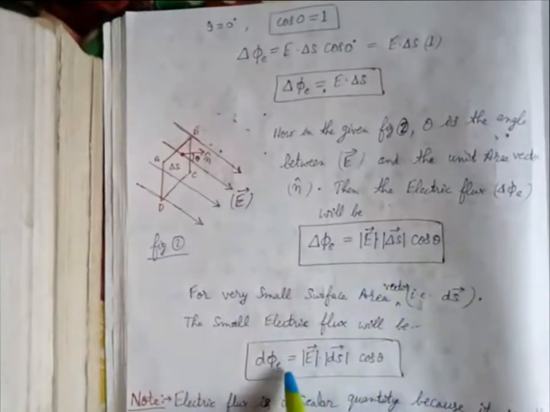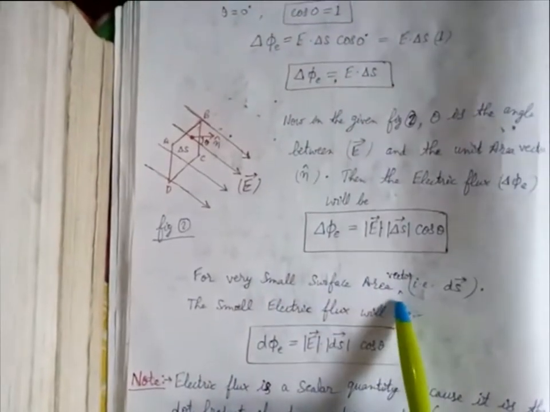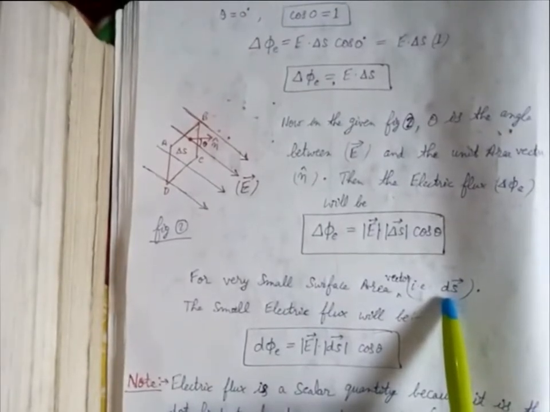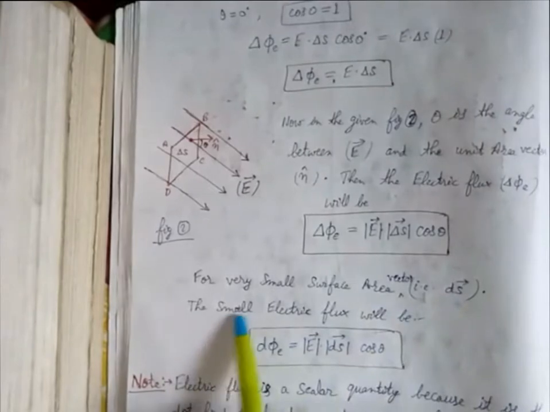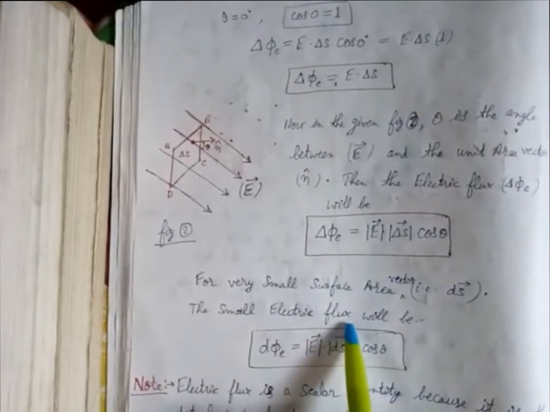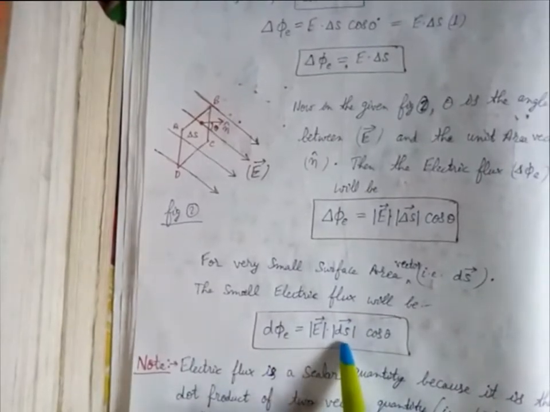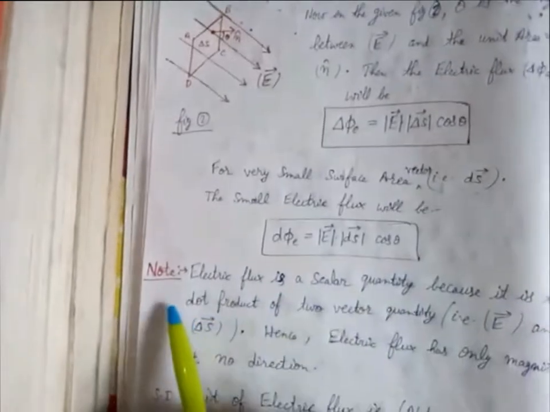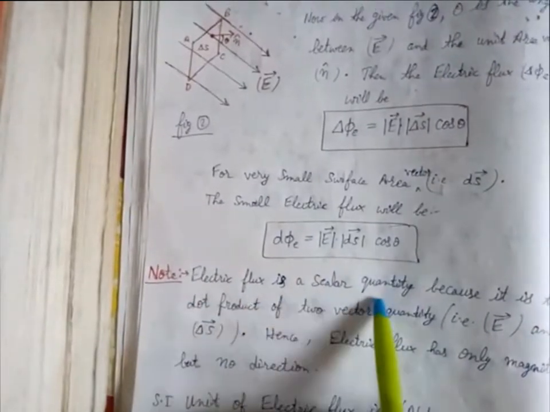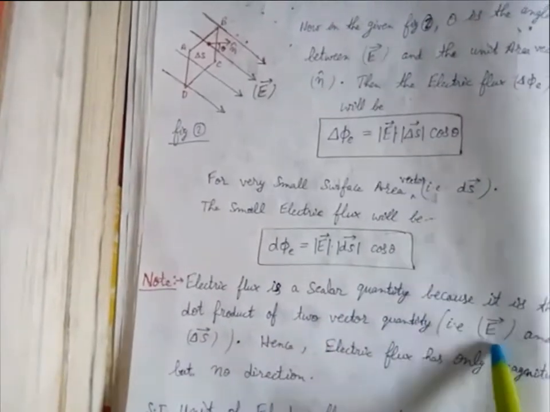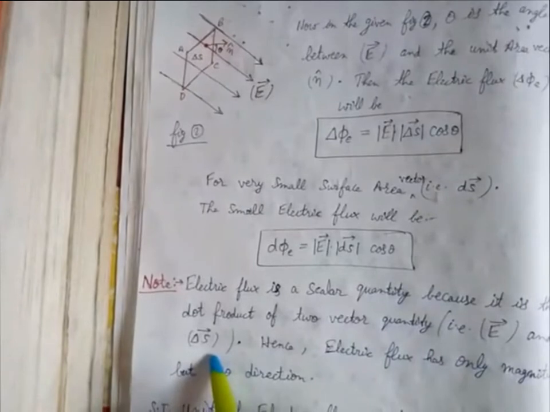So we take the cos component of the area vector in order to get the electric flux multiplied with the electric field. For a very small surface area, we take ds, a small element of the area vector, then we get a very small value of the electric flux, d phi E, that is mod of E into mod of ds into cos theta. One note: electric flux is a scalar quantity because it is the dot product of two vectors, electric field and area vector. Hence electric flux has only magnitude but no direction.